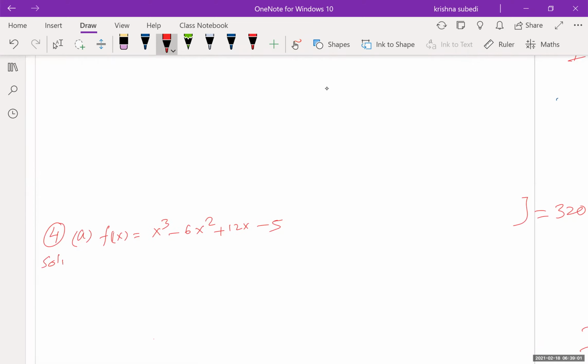Now, step 1, find the first and second derivative. Your first derivative is going to be 3x squared. Okay, guys, let's do it together. Find the first and second derivative. 3x squared minus 12x plus 12. And then find the second derivative, which is 6x minus 12.